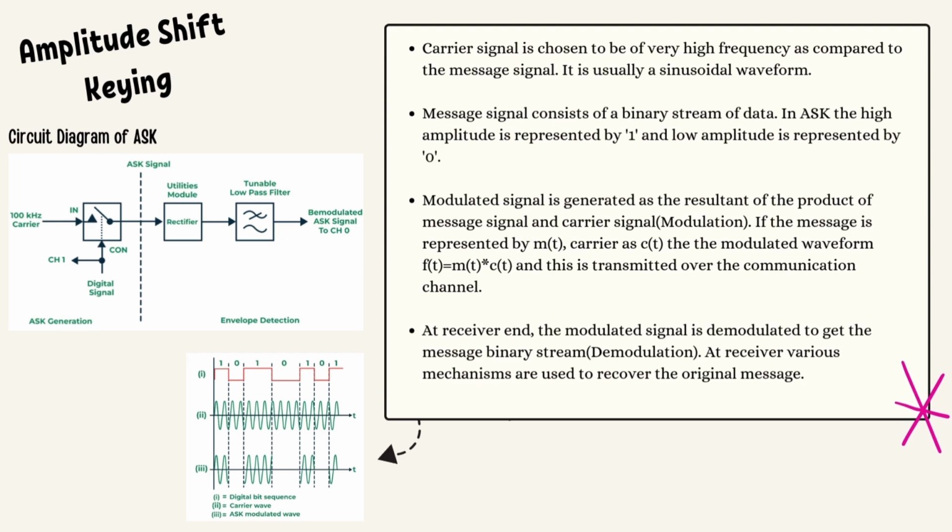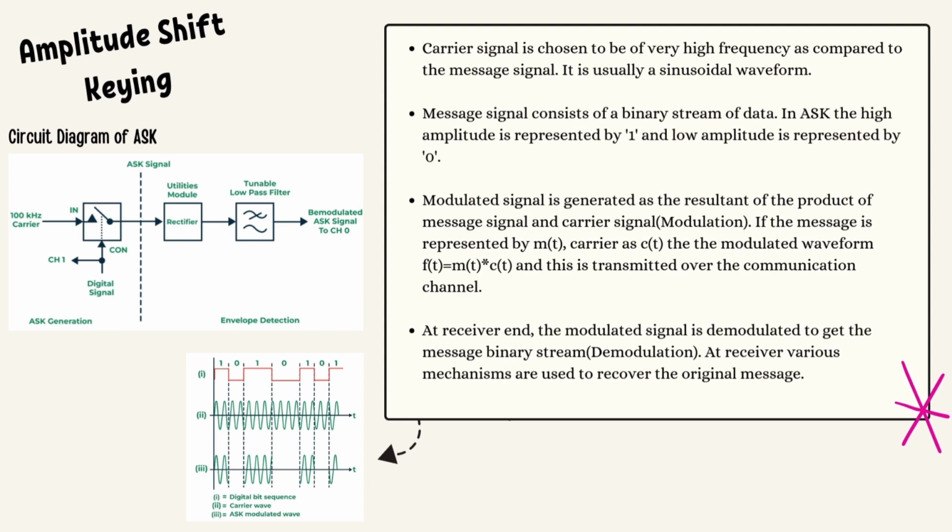The carrier signal is chosen to be of a very high frequency compared to the message signal. It is usually a sinusoidal waveform. The message signal consists of a binary stream of data. In ASK, the high amplitude is represented by 1 and low amplitude is represented by 0. The modulated signal is generated as the product of the message signal and carrier signal.